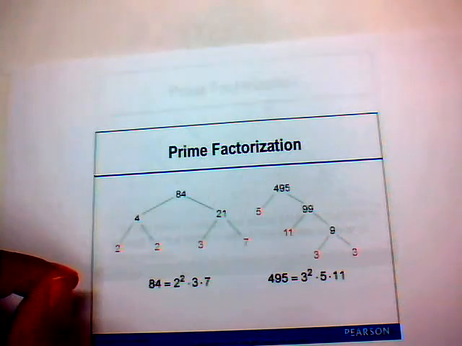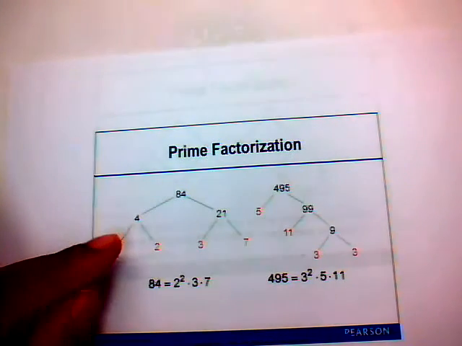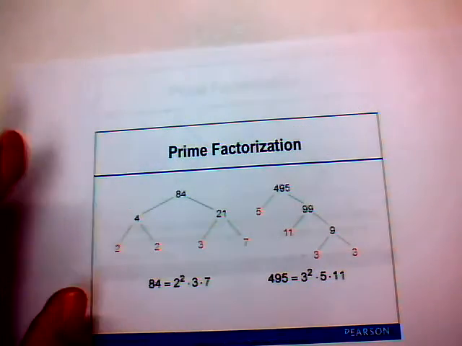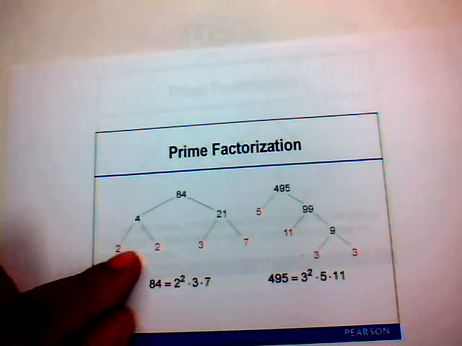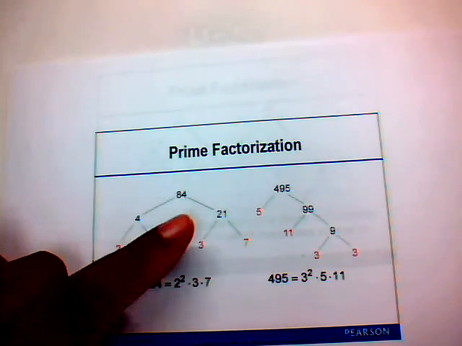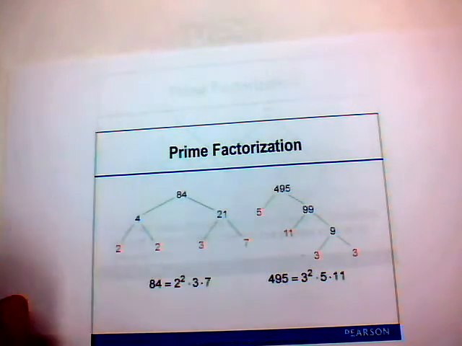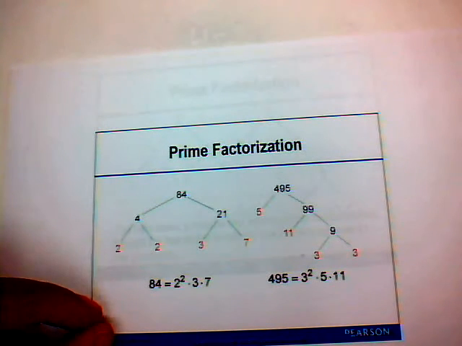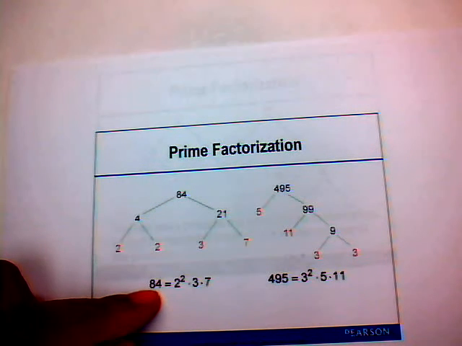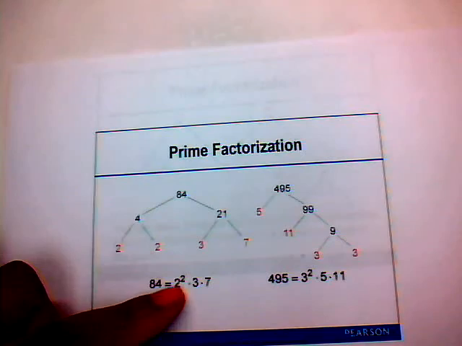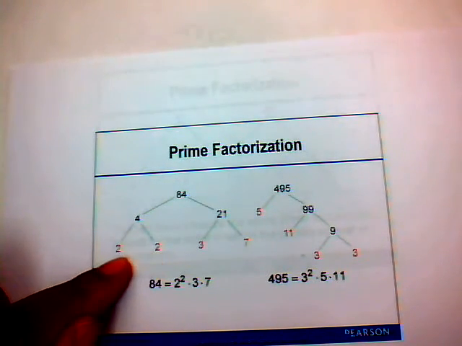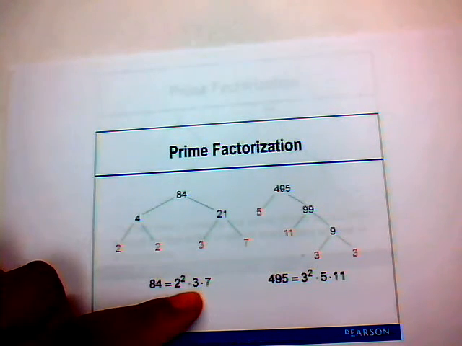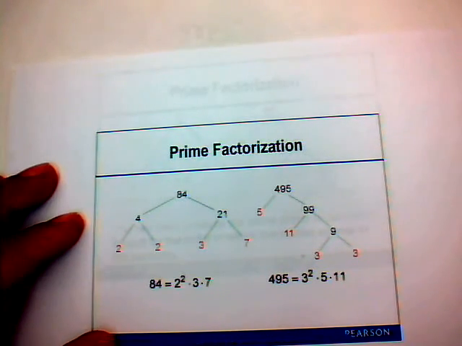Neither 4 nor 21 are prime numbers, so we need to break those up into products of primes. 4 can be broken up into 2 times 2. The number 21 can be broken up into 3 times 7. So here 84 as a prime factorization using exponents will be 2 to the second, because you can see 2 is used as a factor twice, times 3 times 7.